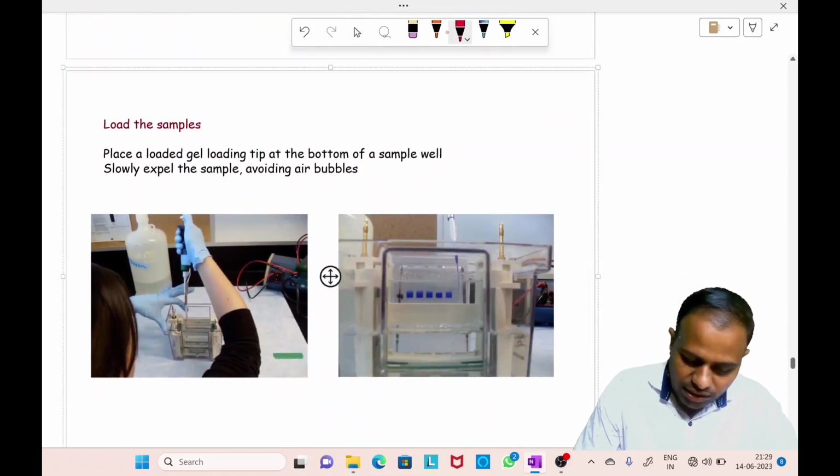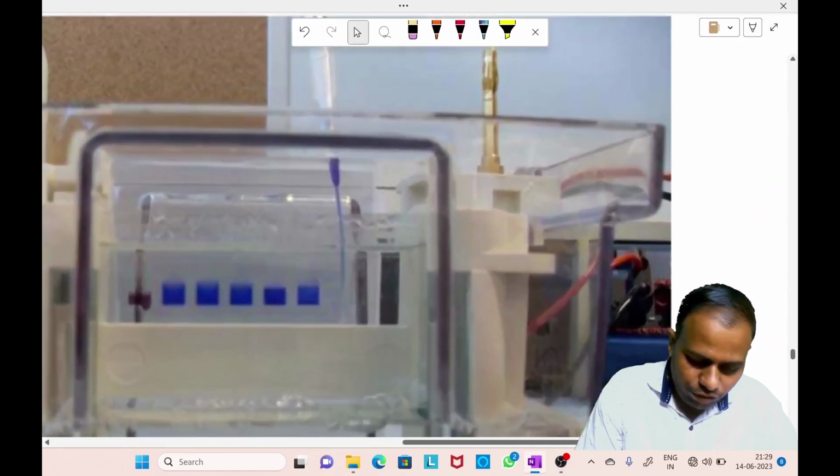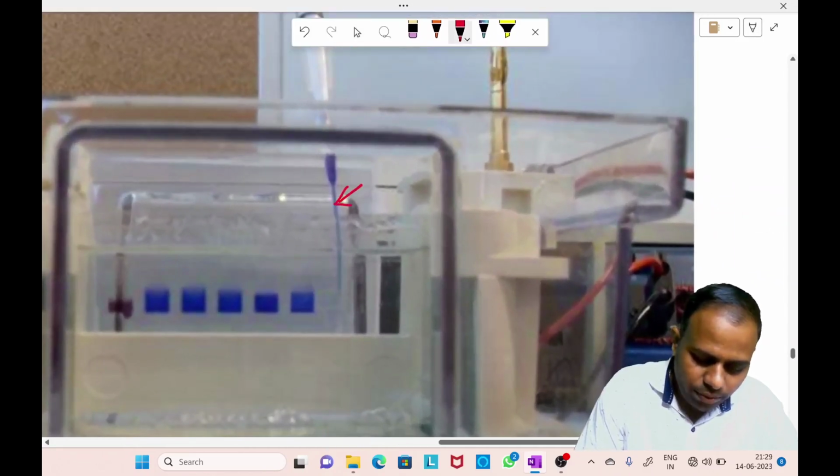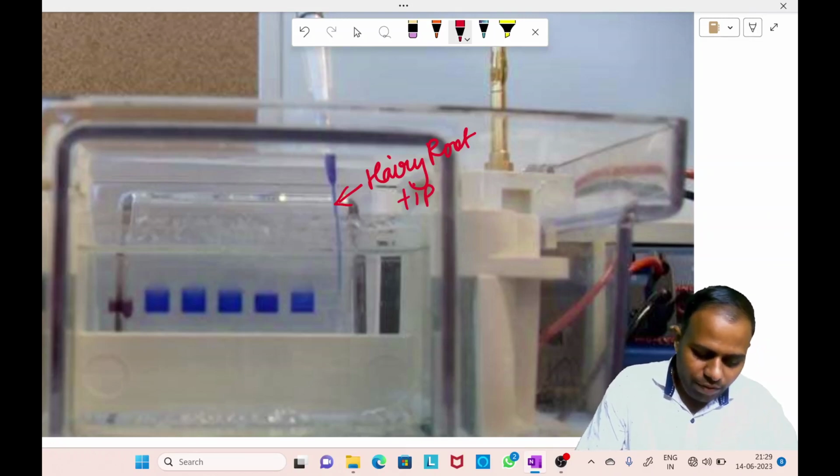Now you can see the tip here. It is a different kind of tip. It is a hairy root tip. It is very fine, and it is lodged into this well, and slowly the protein sample is added into that. And when the protein sample is loaded, the electrophoresis is started.